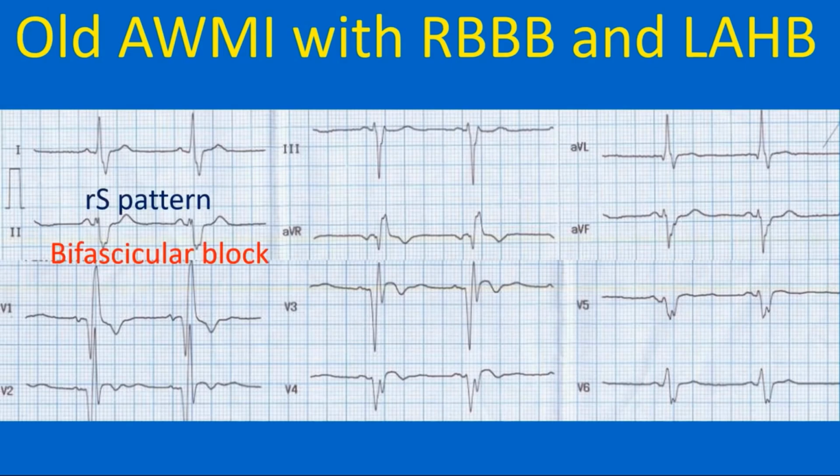There is left axis deviation of QRS with RS pattern in leads 2, 3 and AVF suggestive of left anterior hemiblock. The PR interval is normal. The combination of left anterior hemiblock with right bundle branch block is called bifascicular block.